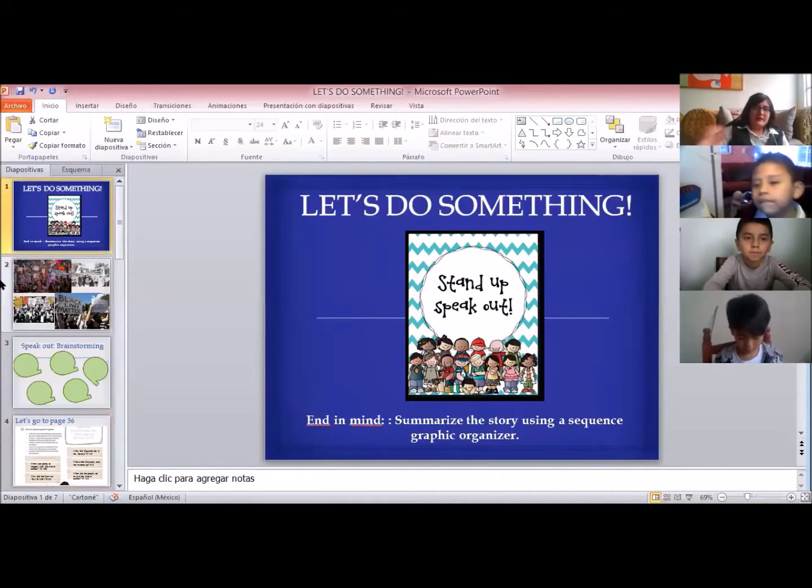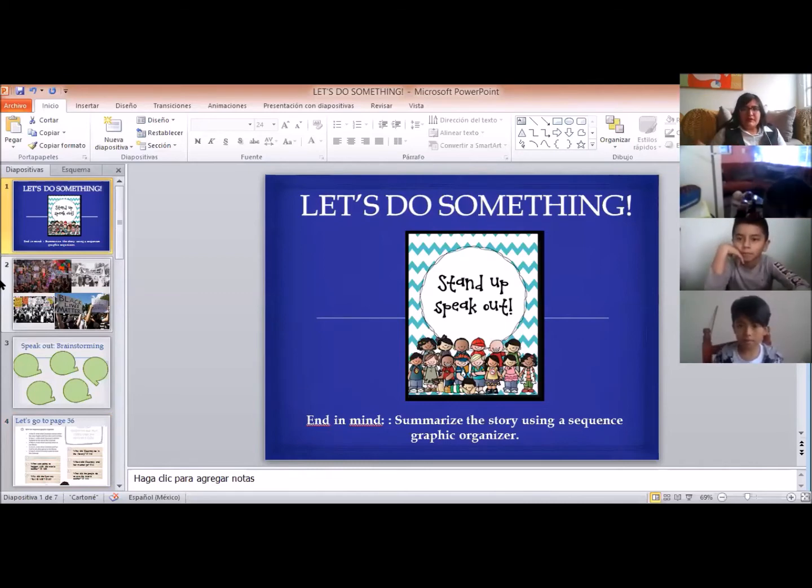Okay, today's topic is let's do something. And our end in mind is to summarize a story using a sequence graphic organizer. We are going to continue talking about the speak outs. What is a speak out? And the story of Save the Colony. We're going to try to complete it.